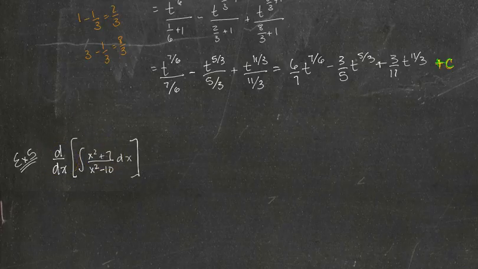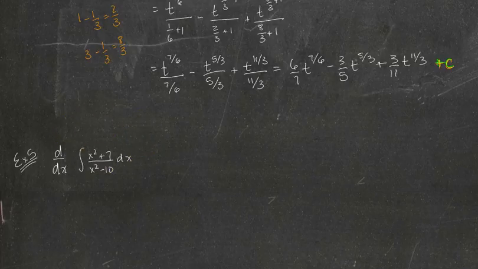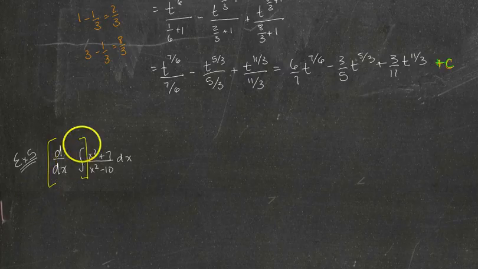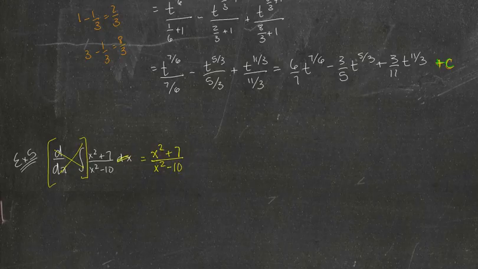Now hopefully you already went, huh? What is she talking about? Why would we take the antiderivative? Because the truth is, all we're doing is taking the derivative of an antiderivative, and we know that the antiderivative and the derivative are inverse functions of each other, which means they undo each other, so they just disappear. The answer actually ends up being x squared plus 7 over x squared minus 10. A little bit of a trick.